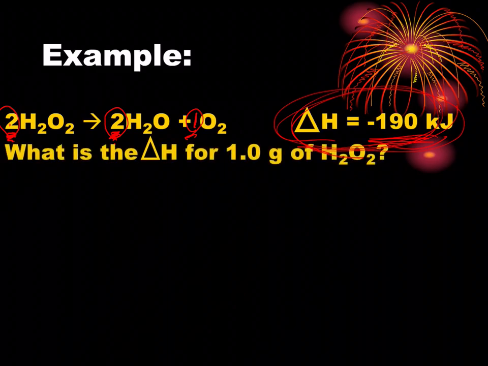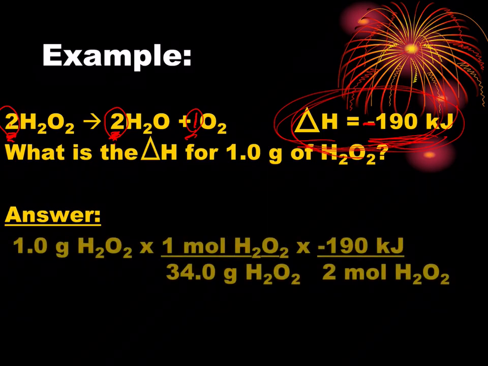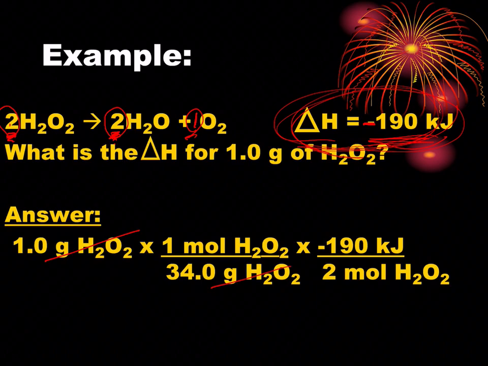Okay, so here we go. What is the delta H for 1 gram of H2O2 if it decomposes? It's a negative value here, which means it is exothermic. Energy is exiting the system. We're going to take that 1 gram. We are going to make sure that we get rid of the grams of H2O2, so our molar mass needs to be on the bottom of the fraction, and we convert it into moles.